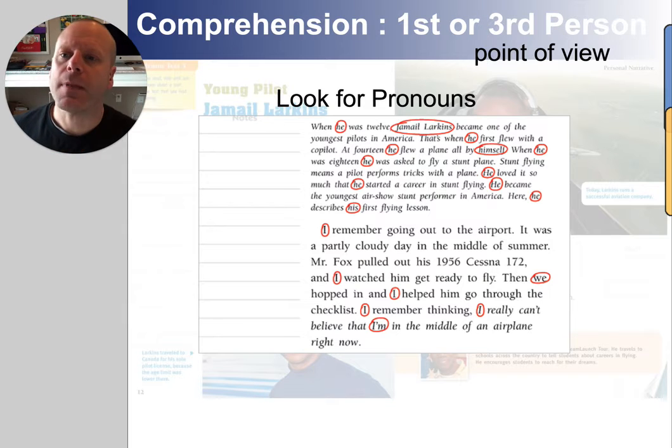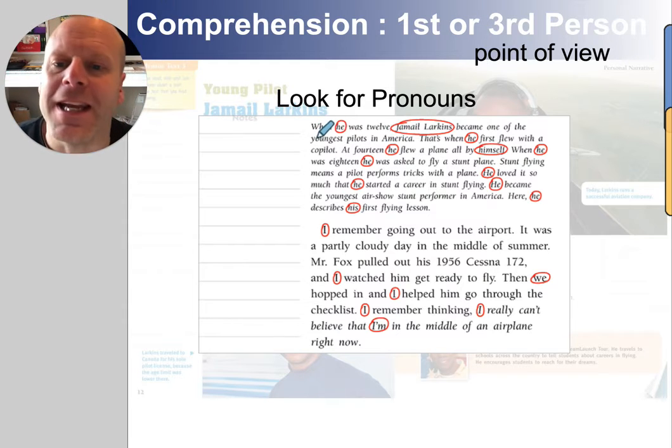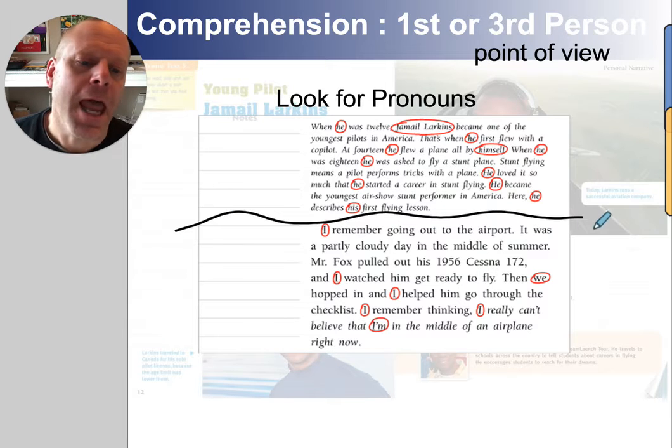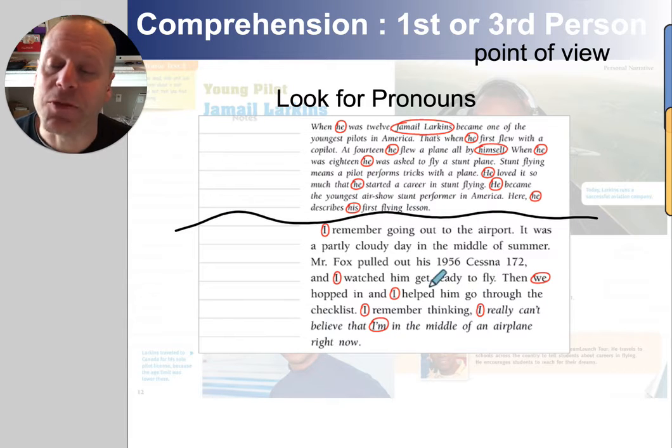Okay? So this first part is all written in one point of view. Okay, and we're going to figure out what that point of view is. And then this second part is written in a different point of view. And we're going to talk about what that point of view is. So let's see if we can't figure out the difference here.